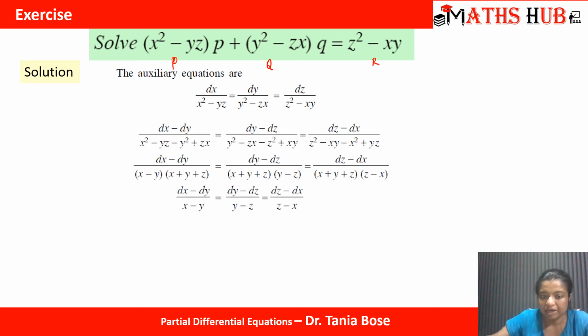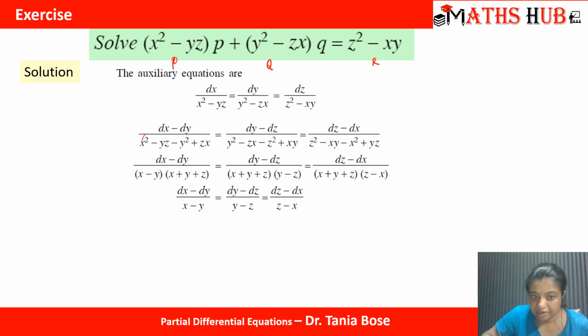Let us see. Let us calculate dx minus dy, dy minus dz, and dz minus dx. So when I subtract the numerators, I have to also subtract the denominators. So I will get x squared minus yz minus y squared plus zx. Then y squared minus zx minus z squared plus xy. And then dz minus dx would be z squared minus xy minus x squared plus yz.